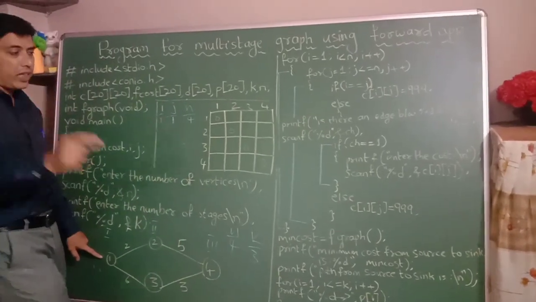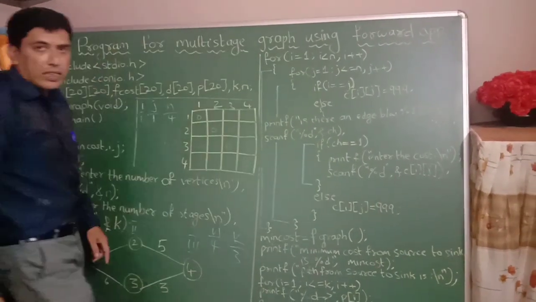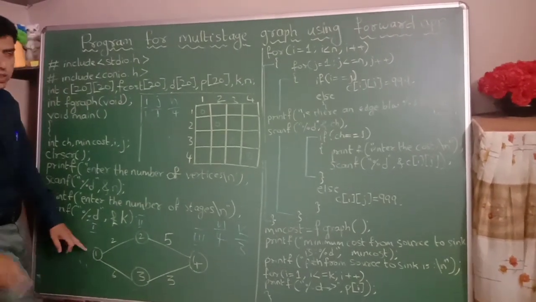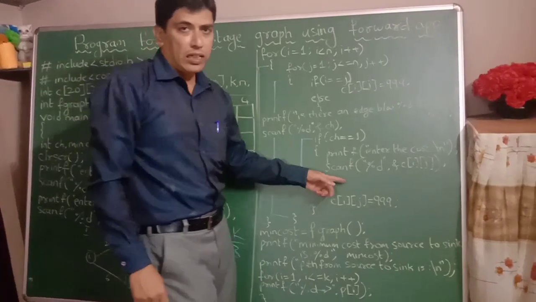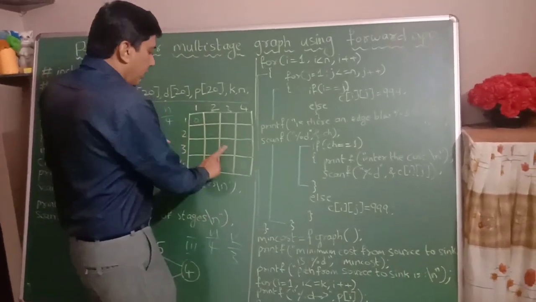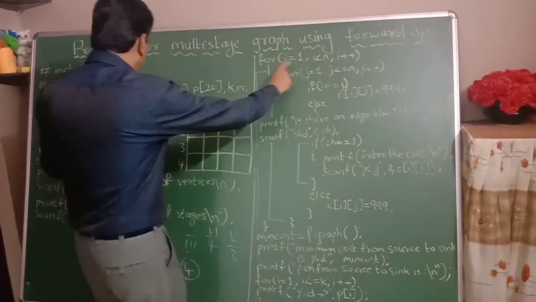In such a case, I have to write 999. There is no edge between 4 and 1, so in such cases I have to write 999. Three conditions which we have to remember.